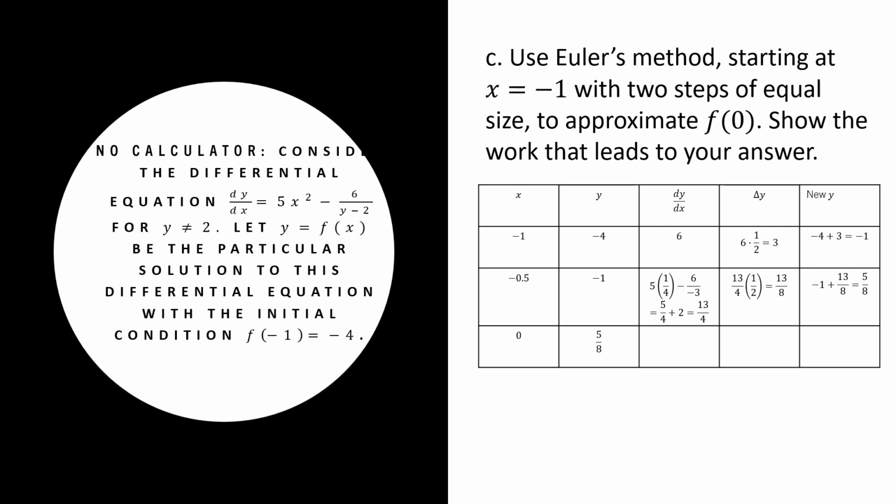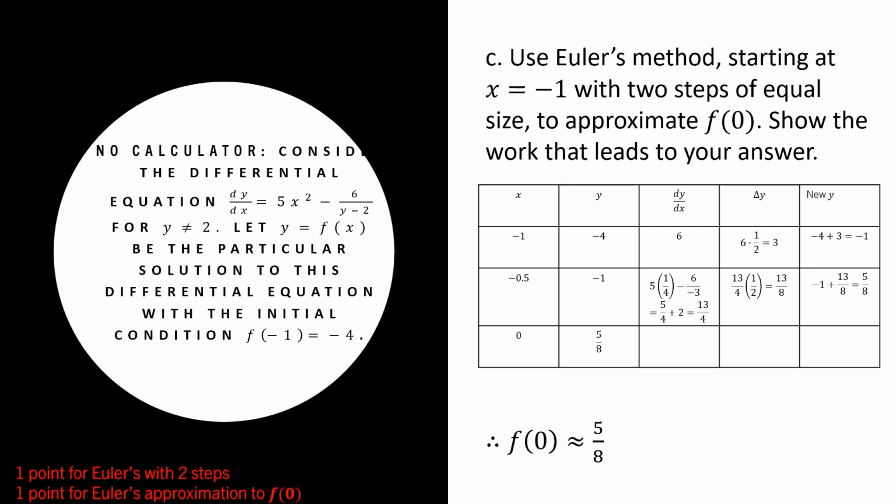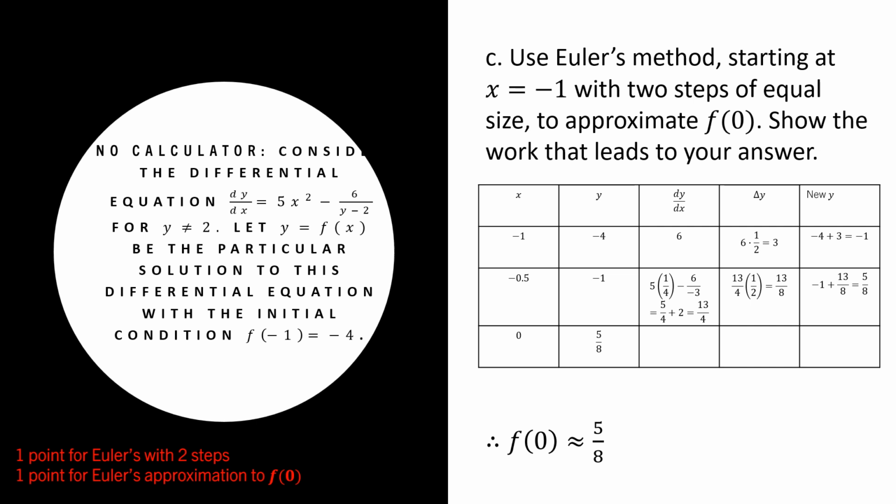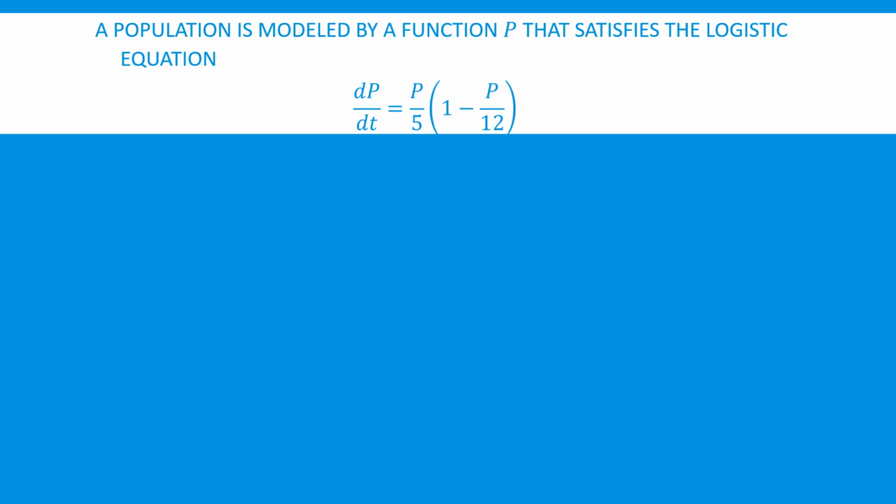And then I add that number to my old y, so -4 plus 3 is -1. And then I repeat those steps until I get my approximation of f of 0, and my approximation is that f of 0 approximately equals 5/8. So 1 point for using Euler's with 2 steps, and then 1 point for getting the right answer of 5/8.